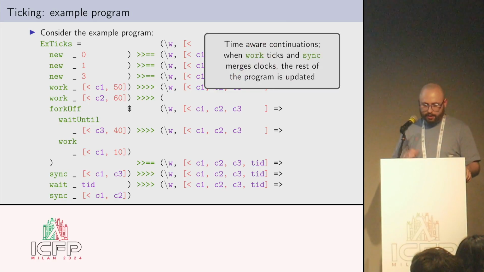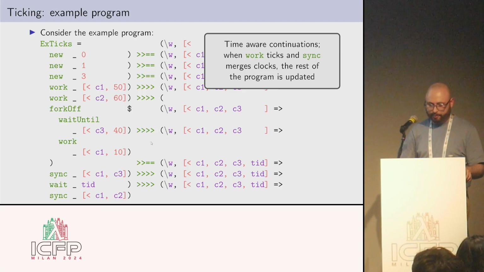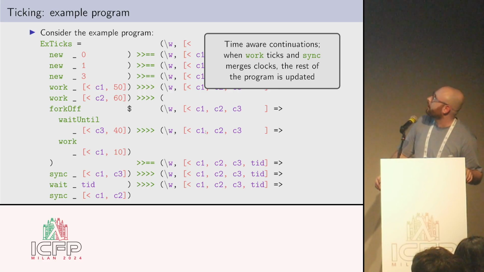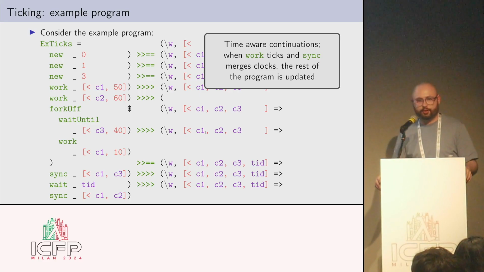So here we have time-aware continuations. Each of the continuations, everything after the binds, are our first-class functions. There are continuations, and they're going to be updated every time we do some work and sync the clocks, and also when we create a new task. These are our hidden parameters, which we're going to talk about soon. And the library itself makes sure that all the continuations are updated with the new information.